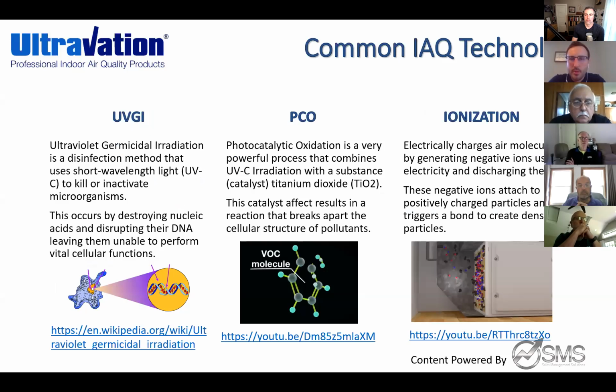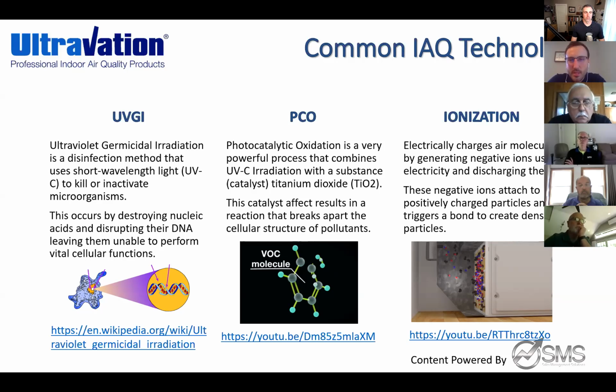First we want to define the common IAQ technologies. First is UVGI. UVGI is ultraviolet germicidal irradiation. It is the disinfection method that uses short wavelength light, UVC, to kill or inactivate microorganisms. This occurs by destroying nucleic acids and disrupting their DNA, leaving them unable to perform vital cellular functions. We'll get into this a little bit further on in the presentation, but keep in mind UVGI is a technology that takes place through UVC lamps.